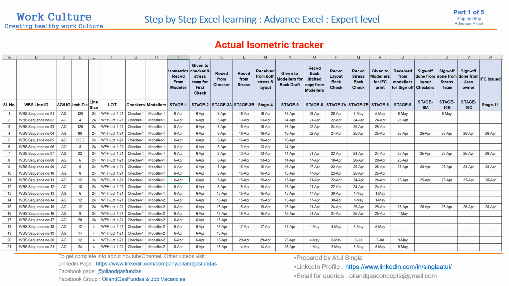Before entering into section number 2, where we are going to discuss how we can generate the pivot tables, timelines, groupings, slicers, everything, we just want to understand first what is the isometric tracker and what database we are going to use to get the practical results for pivot tables. Okay, so this is a general isometric tracker where line number, above ground, underground categorization, inch dia, line size, lot number, checker, modeler name, which we can fill.